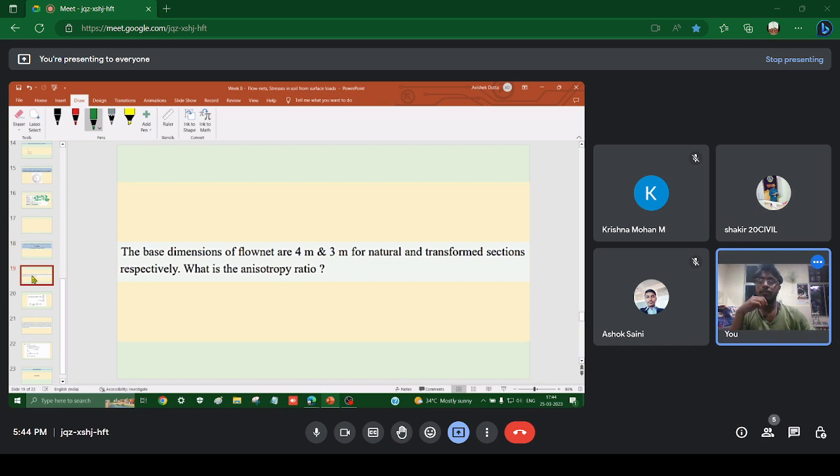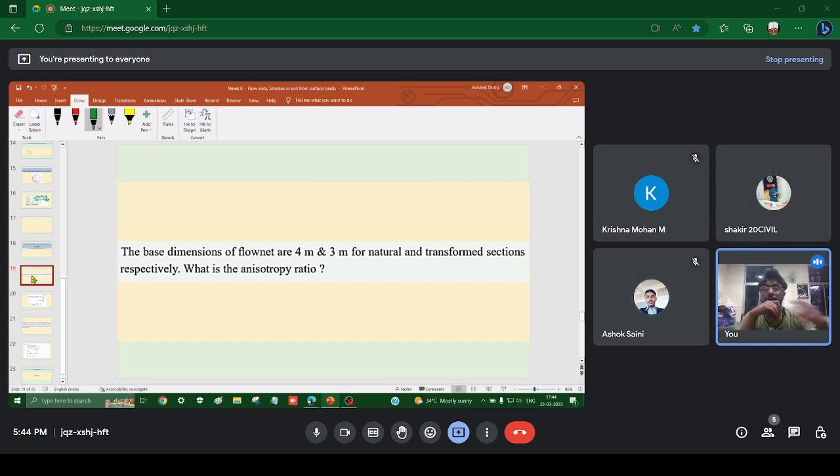Next question. The base dimensions of a flow net are 4 meter and 3 meter for natural and transformed sections, respectively. What is the anisotropy ratio? Do you know what anisotropy ratio is? No, sir. You don't know.